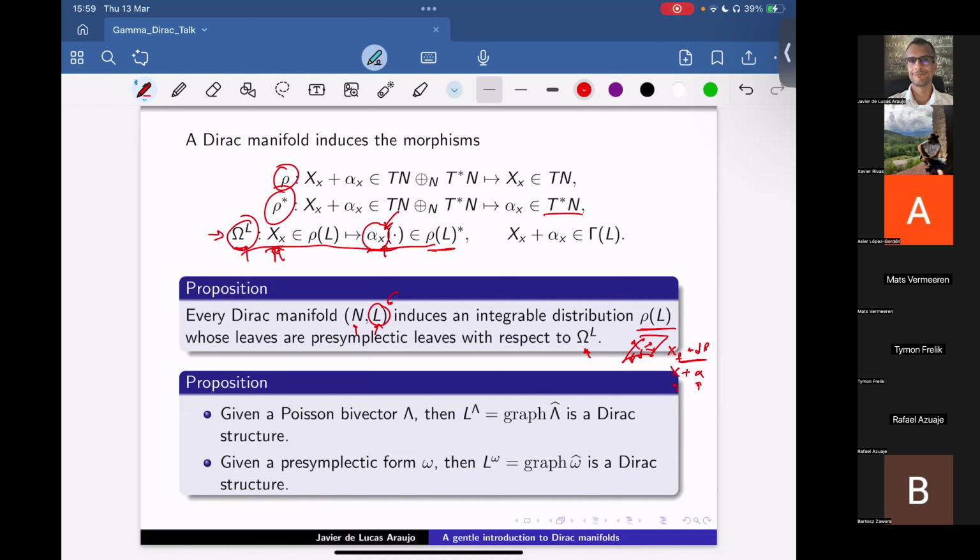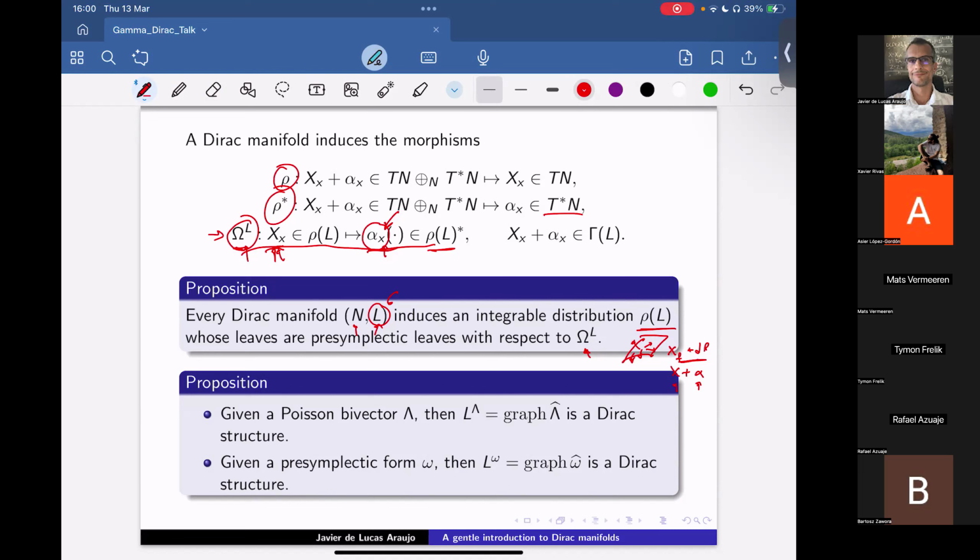By means of this, you can construct on the space of functions on this leaf a bracket, which is what is normally called the Dirac bracket in theoretical physics. So this structure is what gives you this Dirac bracket, but it's introduced geometrically. When you get this Dirac manifold, as I said, you have the characteristic distribution.